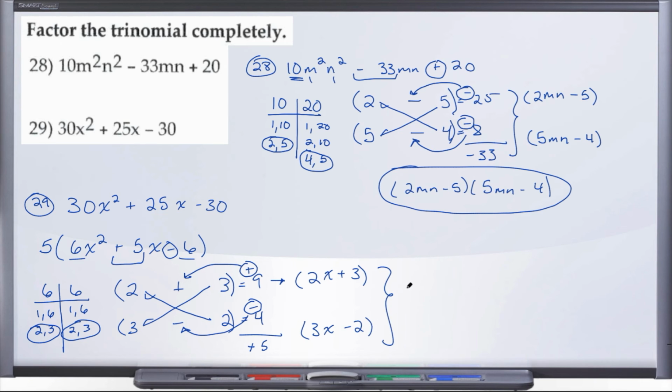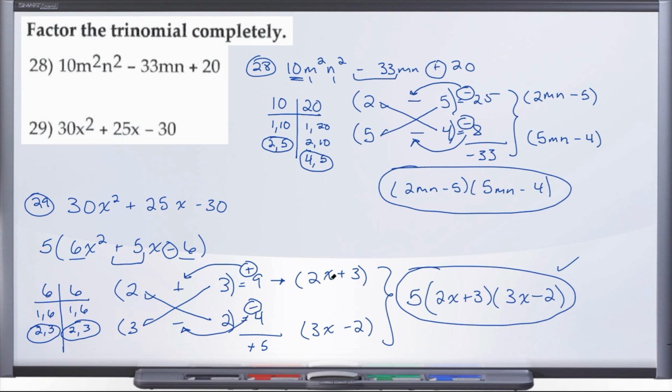Remember, do not forget, what was the very first thing we did with question 29? We factored out a GCF of 5, so you have to make sure you include your GCF as part of your final answer. So 5 was our original GCF, and then list the terms that you came up with while you were factoring. Oops, minus 2. And there's the final answer, the factored form of 29, which was 30x squared plus 25x minus 30. All right. Hopefully, like I said, the scissors method is starting to become a little easier for you.